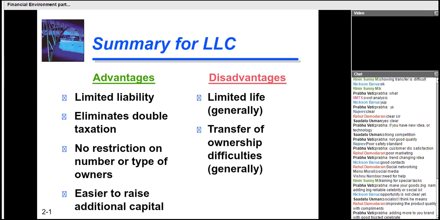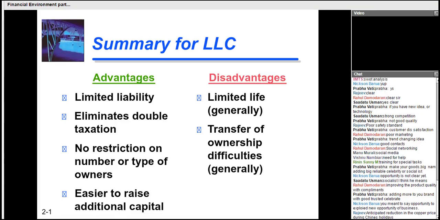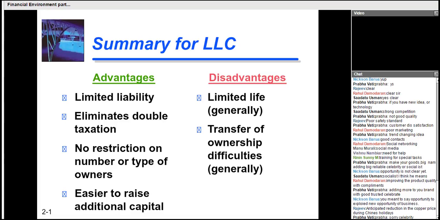Okay, now I give you a very good example. As Tata was already, yeah, that's what I mean. Nixon is saying, you mean to say opportunity to exploit a new opportunity of business. Of course. Any opportunity to exploit any part of the business that you think can take your business to the top, or that can benefit your business.